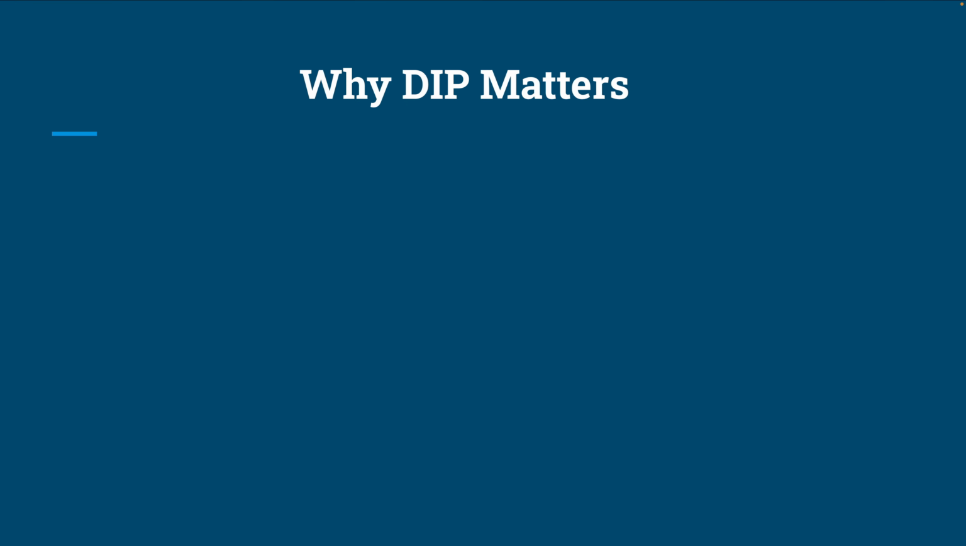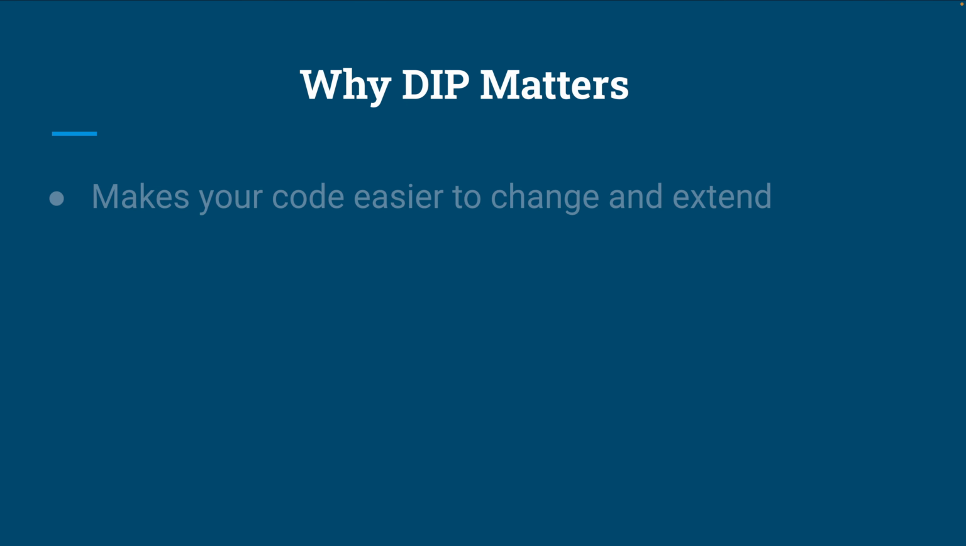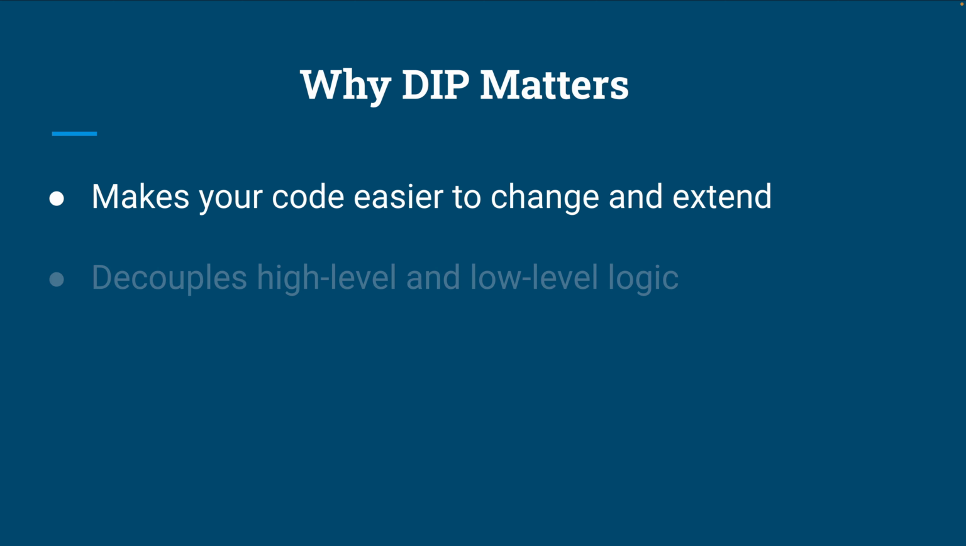So, why does the dependency inversion principle matter? First, it makes your code way easier to change and extend. When your high-level logic doesn't depend on the nitty-gritty details, you can swap things out, upgrade parts, or add new features without rewriting your entire app. Next, it decouples high-level and low-level logic. That means your core business logic isn't tied to any specific implementation. Your code becomes more modular and less fragile.